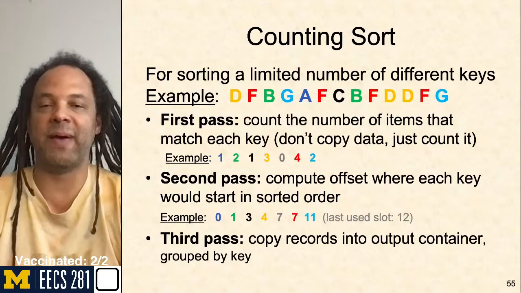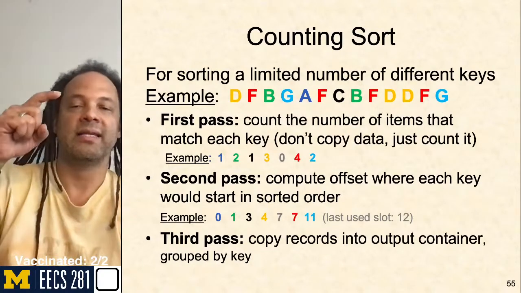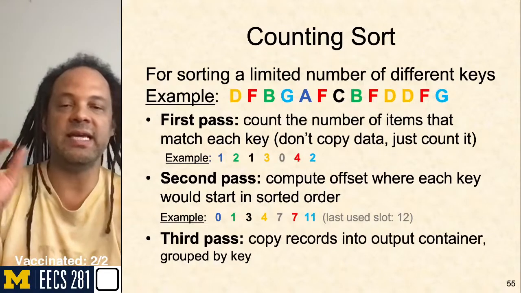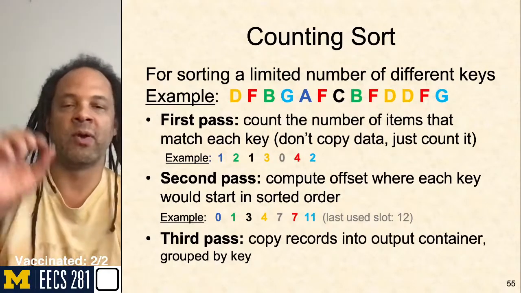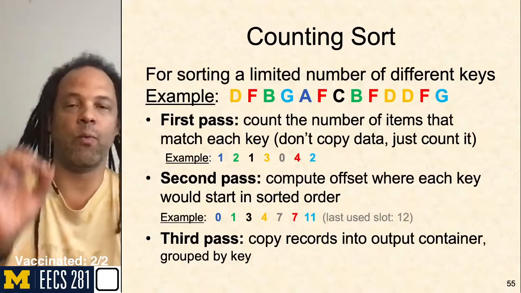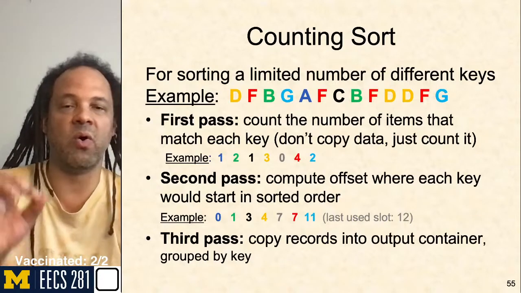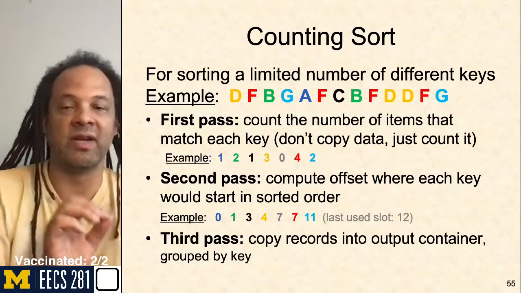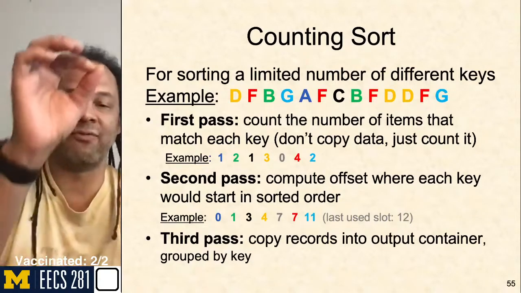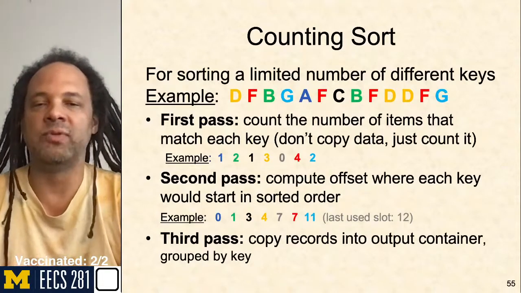Then in the third pass, I make a full copy of all of this data. I write that first D into the position at 4. I'm going to write that F into the position at 7. I'm going to write that B into the position at 1. That G goes to 11. That A goes to 0. That F now doesn't go to 7 because I already wrote an F there, but it goes right after that, to position 8. And so on. This is how I end up doing a counting sort.